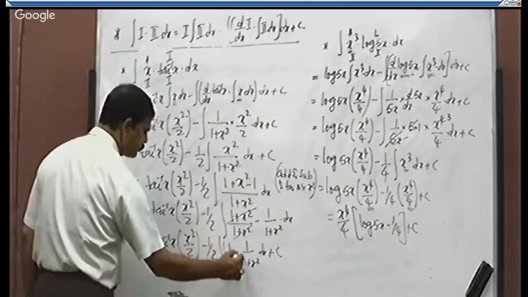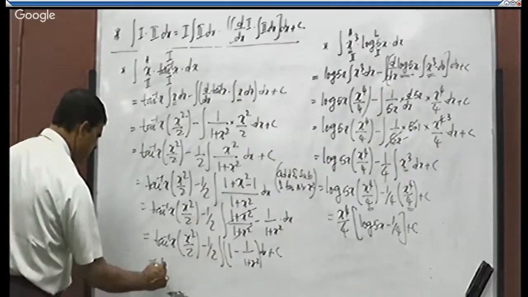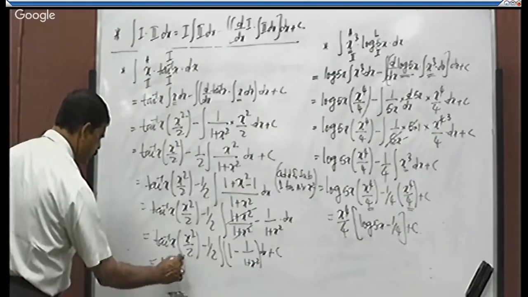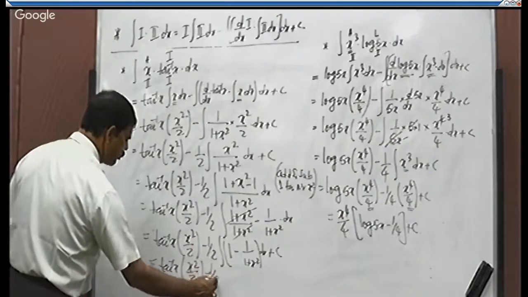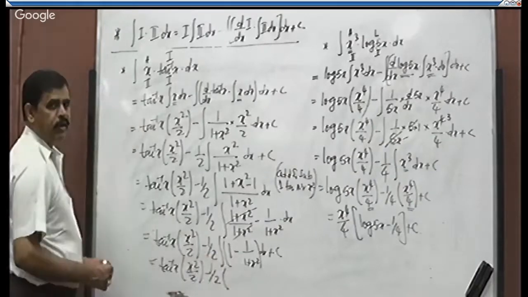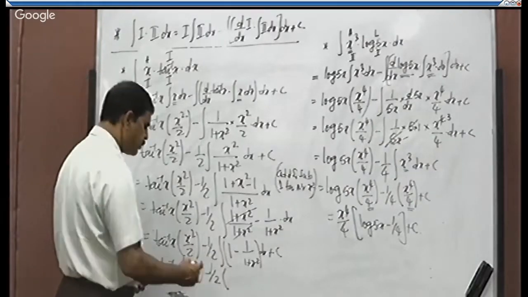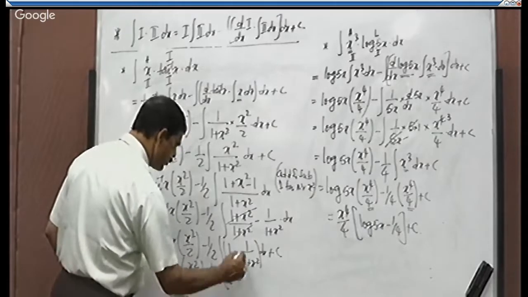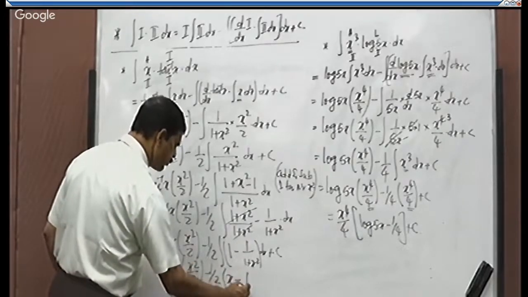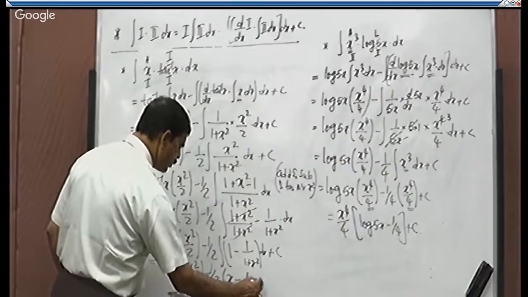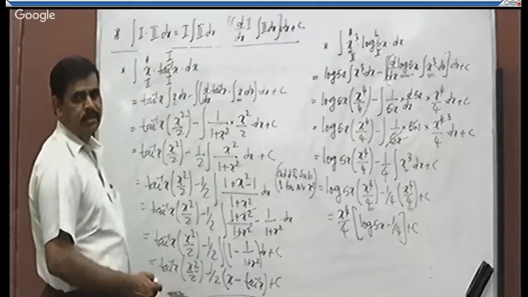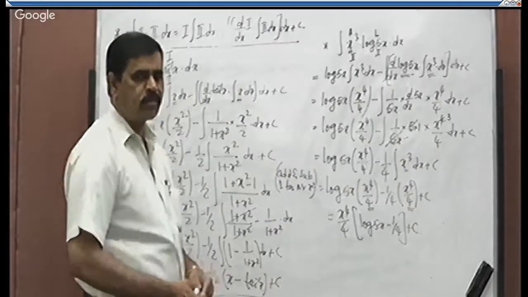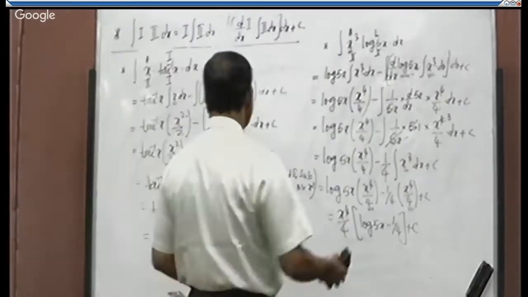That is, keep this tan inverse of x into x square by 2 as it is, minus 1 by 2 into, what is integration of 1? Integration of 1 is equal to x, minus integration of 1 by 1 plus x square, which is tan inverse x plus c. This is the answer, right? Like that you can also work out x into sine inverse x.